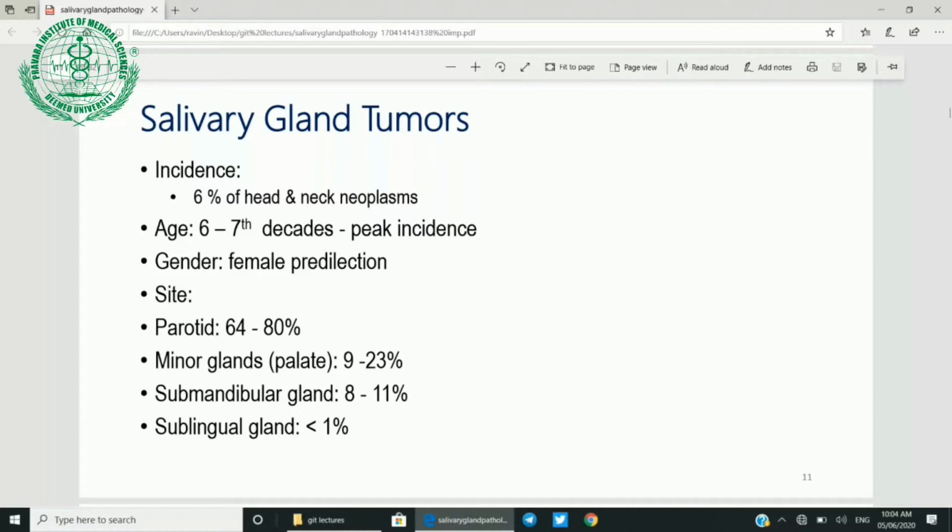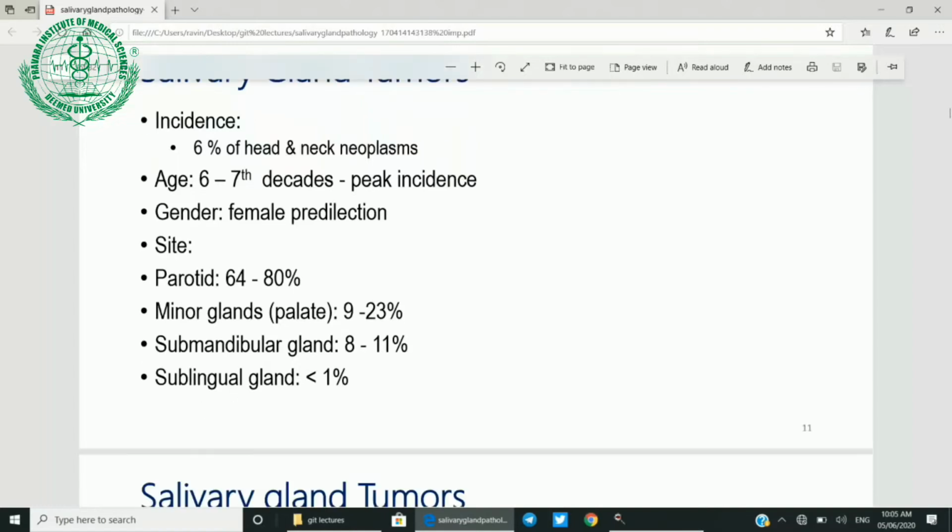Females are slightly more affected as compared to males, and very easy to remember, most of the tumors occur in the parotid gland. Parotid gland takes up the brunt of almost 80% of the tumors. The rest occur in the minor salivary glands of the palate, followed by the submandibular gland. Very few tumors occur in the sublingual salivary gland.